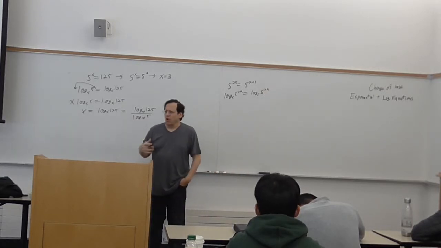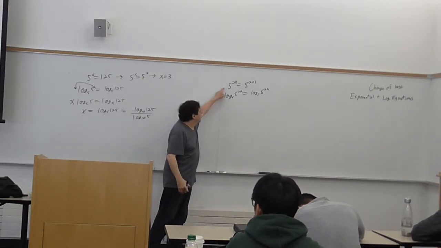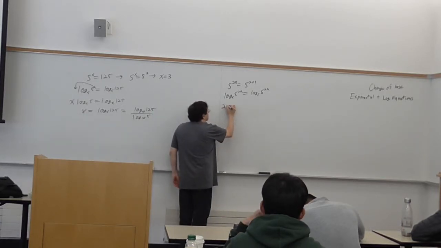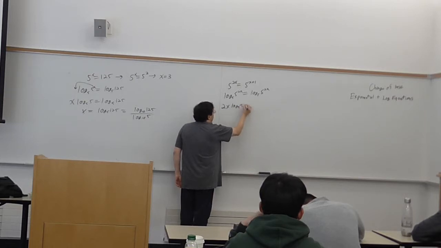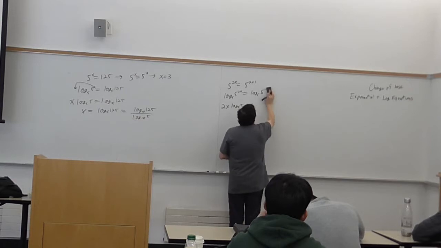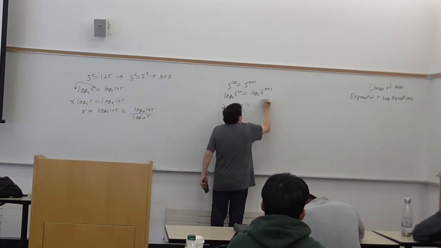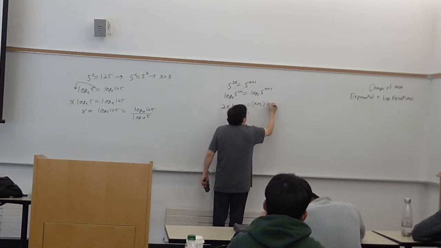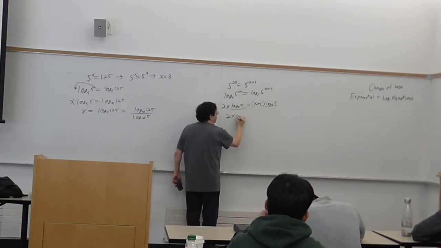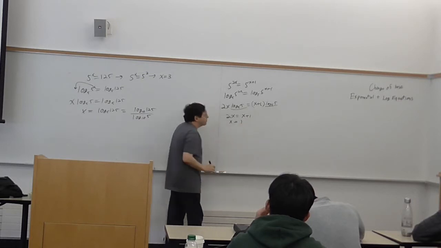I'm emphasizing this long way around because there are going to be problems where you're not going to have a nice route here. 2x log to the base 5 of 5 equals x plus 1 log to the base 5 of 5. These are both 1. So I just have a nice, simple algebraic problem, and I get x equals 1.